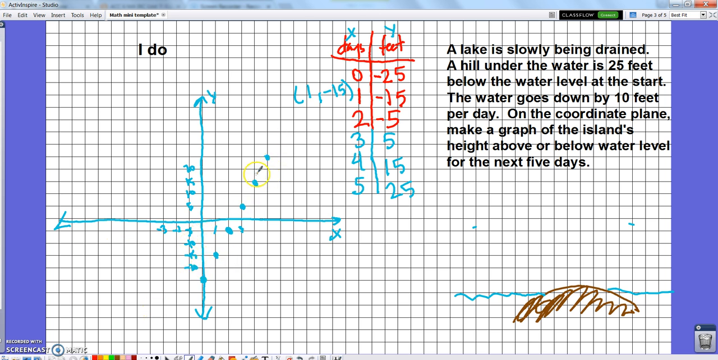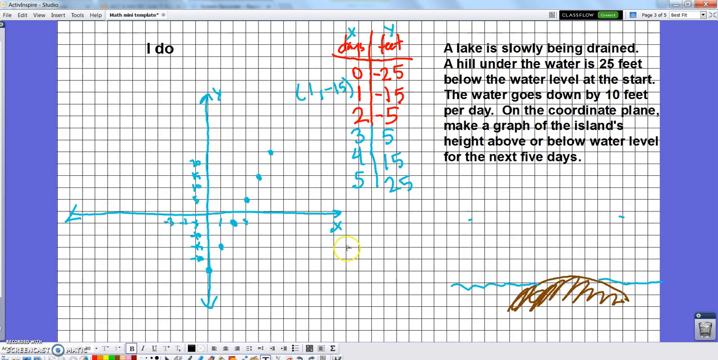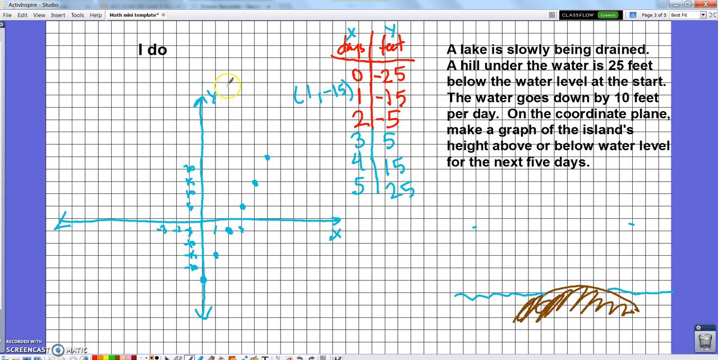Now, something that could happen is we could say maybe it had rained a lot before we even started this, and something along the lines of this could be asked too. It's weird to think of days being negative. You know, y was my feet, and x was my days.